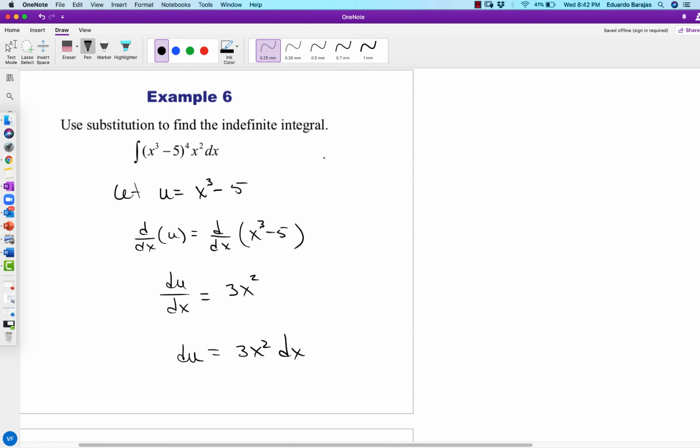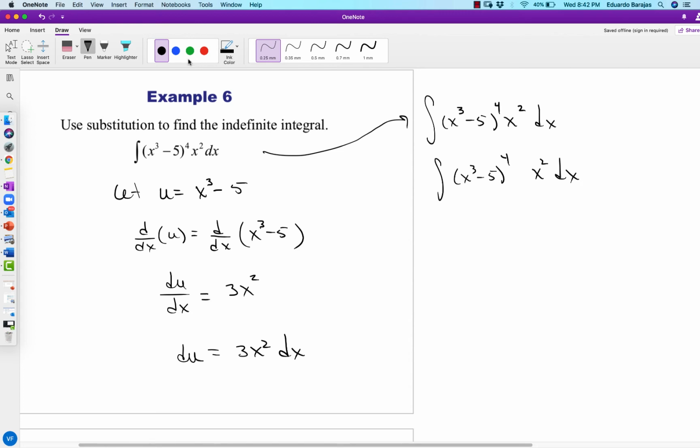So I'm going to have to tweak it just a little bit. I'm going to say that this is the integral I'm interested in solving: (x to the 3rd power minus 5) to the 4th power x squared dx. But I wish there was a 3 right there, right? If I put a 3 in there, then this would be exactly the du that I'm interested in. So I'm just going to introduce a 3 right in there, just so that it looks exactly like this du.